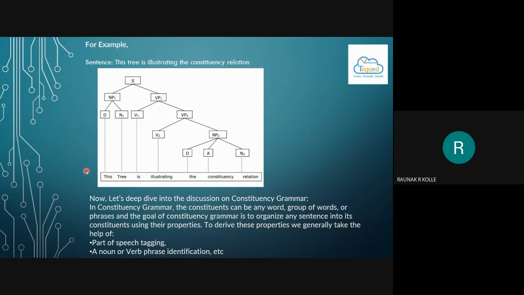Now let's take a deep dive into the discussion on constituency grammar. In constituency grammar, the constituents can be any word, group of words, or phrases, and the goal of the constituency grammar is to organize any sentence into its constituents using their properties. To derive these properties, we generally take the help of parts of speech tagging, a noun or a verb phrase identification, and so on.